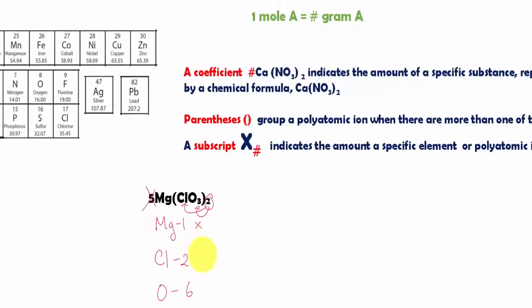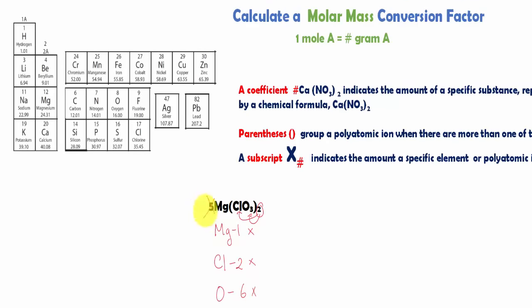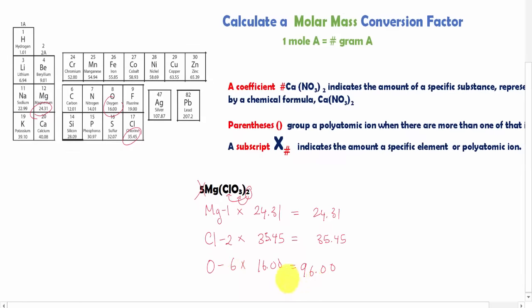Now let's go find the total mass for each element. Mg, 24.31. Chlorine, 35.45. Oxygen, 16.0. And we use our calculator to multiply. We have 24.31 for the total mass of magnesium. For chlorine, we have 35.45 for the total mass of chlorine. For oxygen, it would be 96.00 grams. So that's the total mass for oxygen because there are 6 of it.